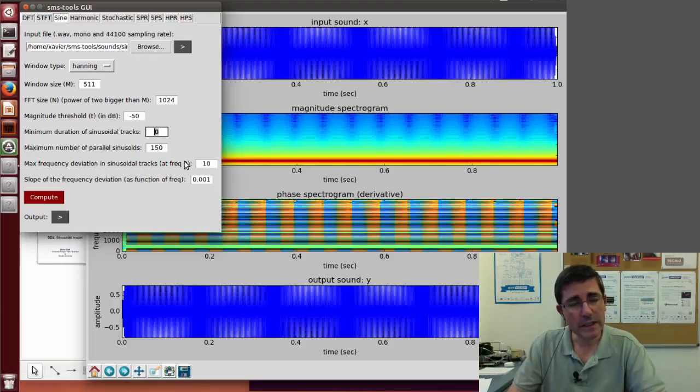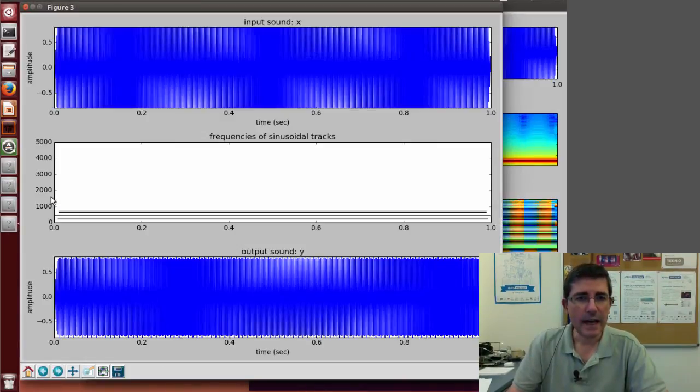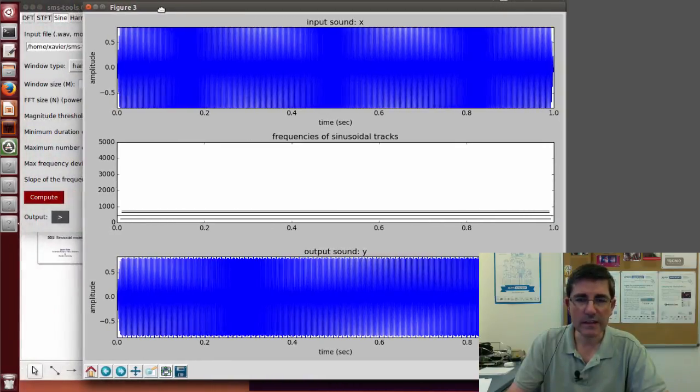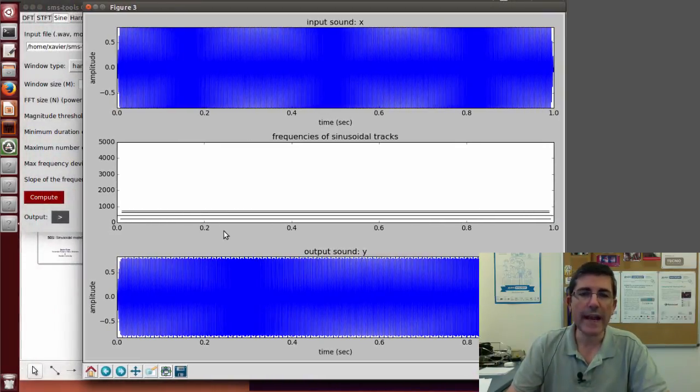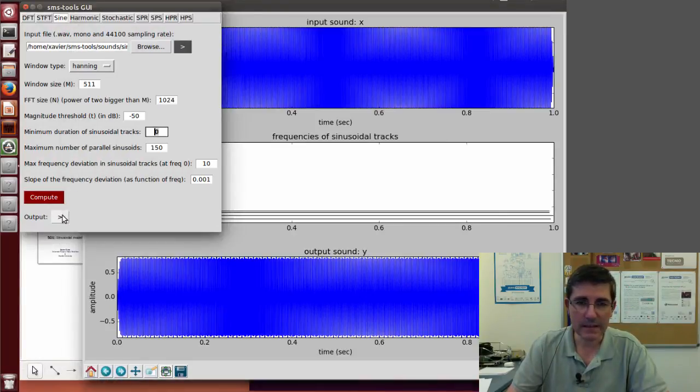And then normally it's good that this deviation changes as the frequency goes up. As the frequency goes up, it's good to increase this deviation. So this is the increasing factor of this deviation as the frequency goes up. Okay, so let's compute that. And okay, interestingly enough, we are seeing more than one line. Okay, there's resynthesis, we can listen to that.